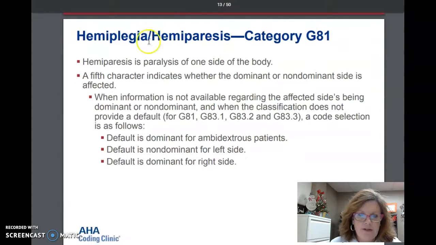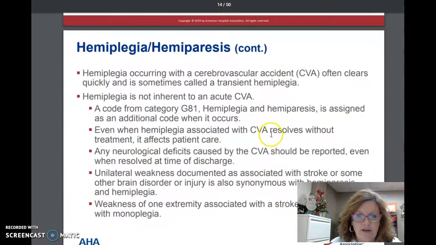The next part is your hemiplegia. The biggest thing here is what part of the body, what side of the body. Again, default for dominant is right side. Default for non-dominant is left side. So you are okay to go ahead and, if they say dominant, code the right side. If they say right side, you can't assume at that point it is dominant. Again, you just want to look at the documentation.